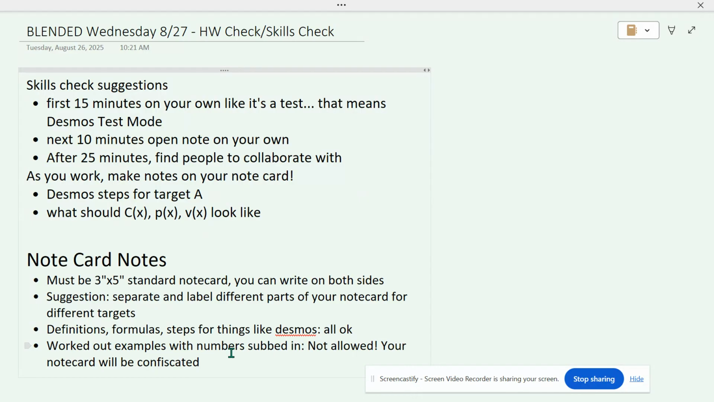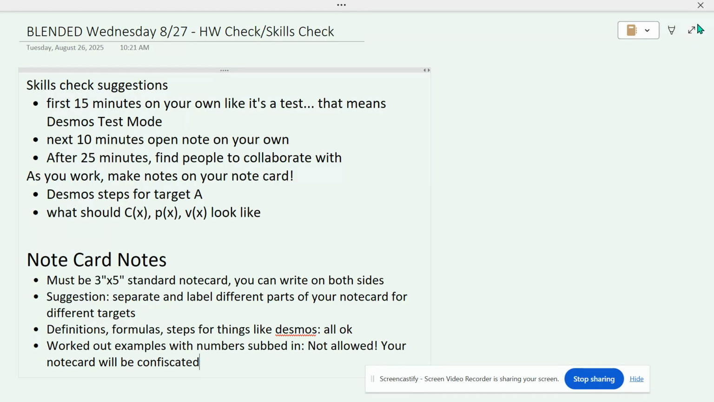What you should not have is anything where numbers are subbed in or it's a worked out example. If you have something that is like a direct copy of an example from the notes packet, or an example you made for yourself with numbers in, your note card gets taken away and you are not allowed to use it for the test. So just keep it to steps, definitions, remember to distribute, things like that.